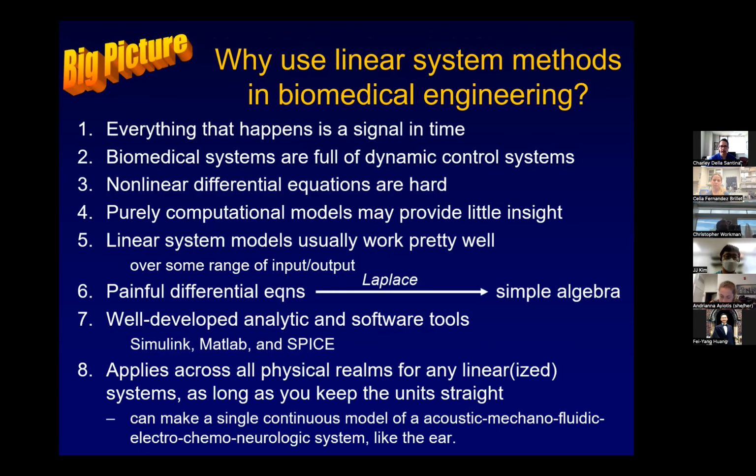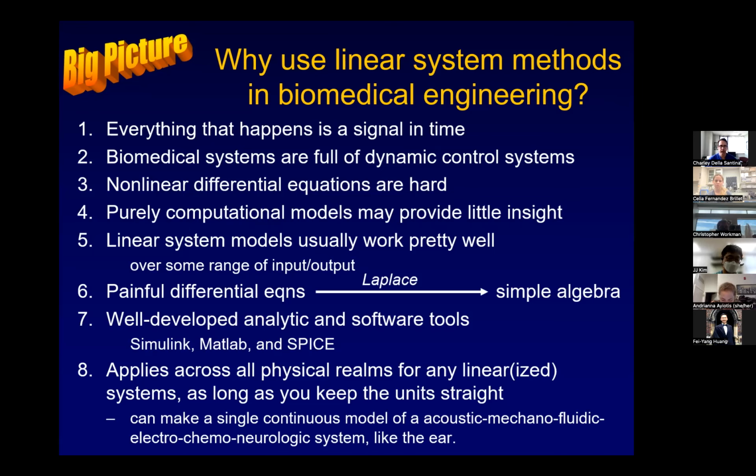So to bring this all back, why should we model anything in biomedical engineering? Well, everything that happens by definition is a signal in time. And biomedical systems are full of dynamic control systems. They're actually super complicated most of the time. They're highly nonlinear and they change over time, but you can usually do a pretty good job of modeling a nonlinear differential equation-based system with just simple linear system stuff. You can get a pretty good approximation.